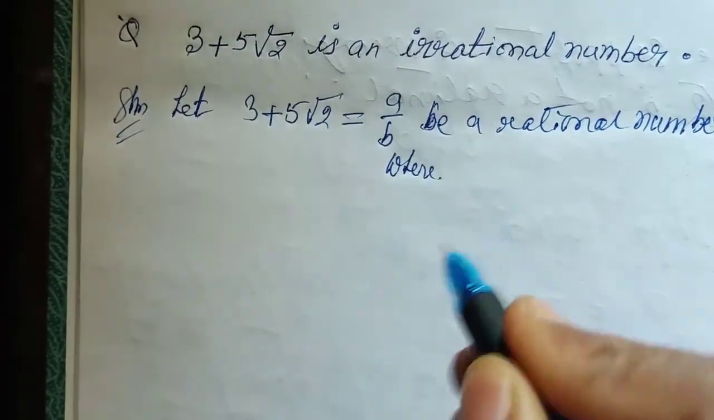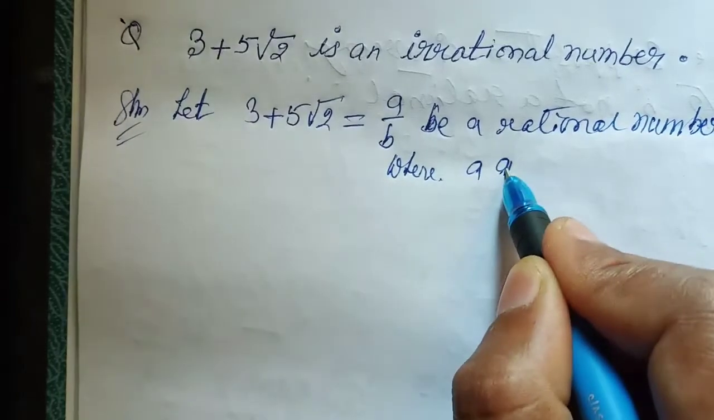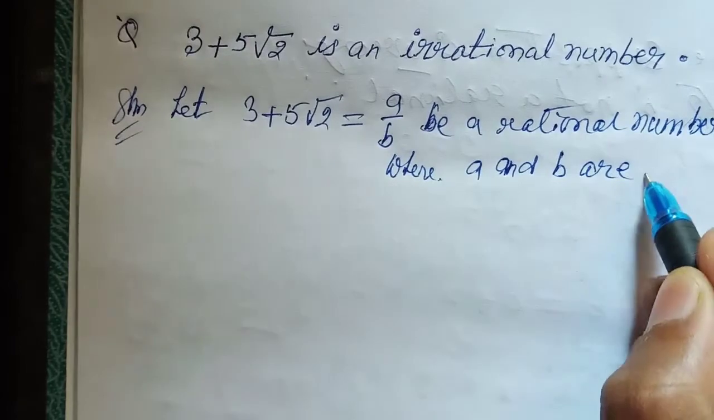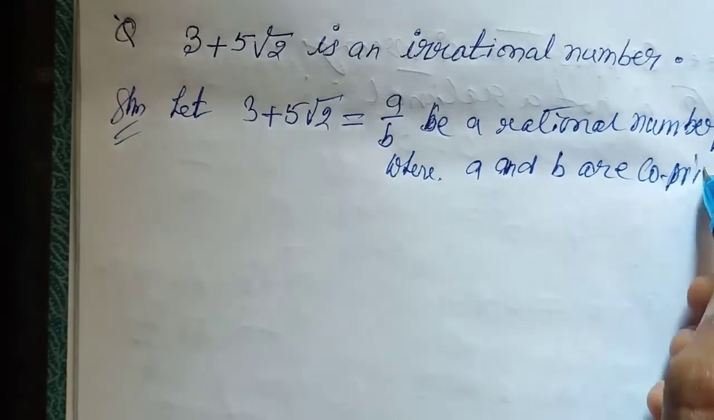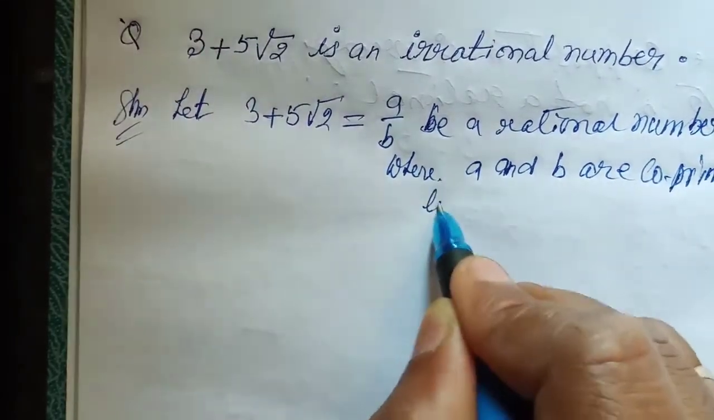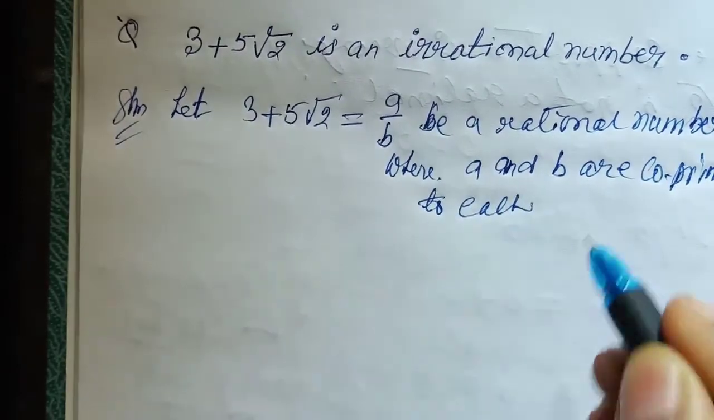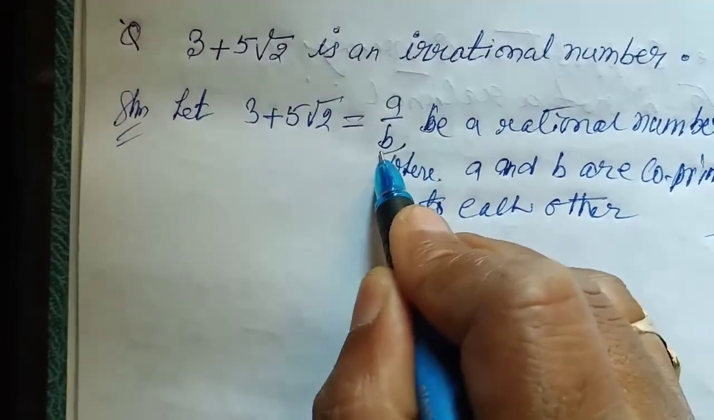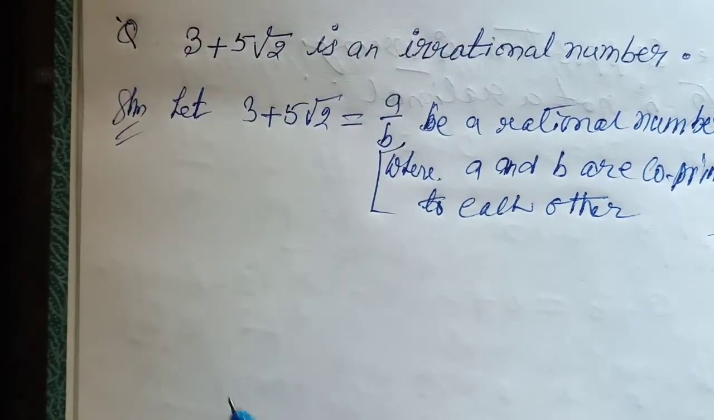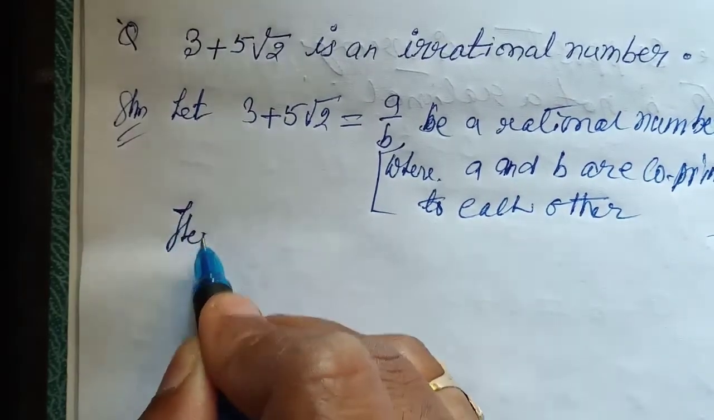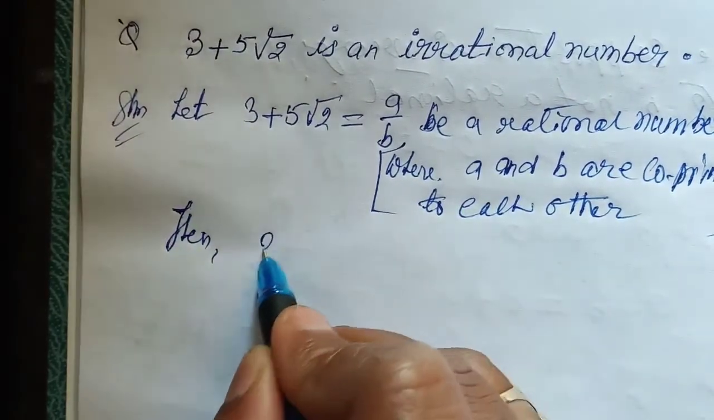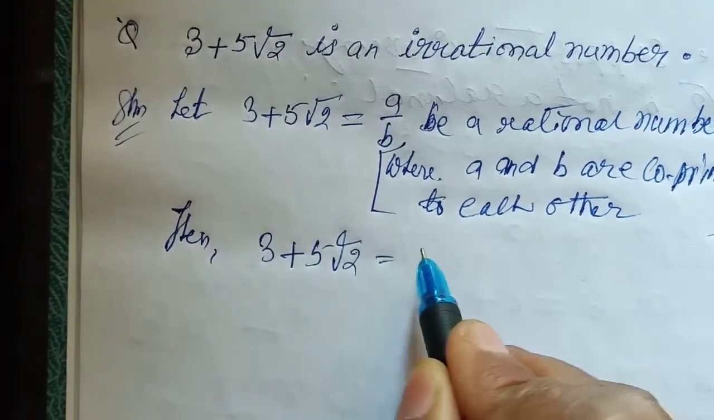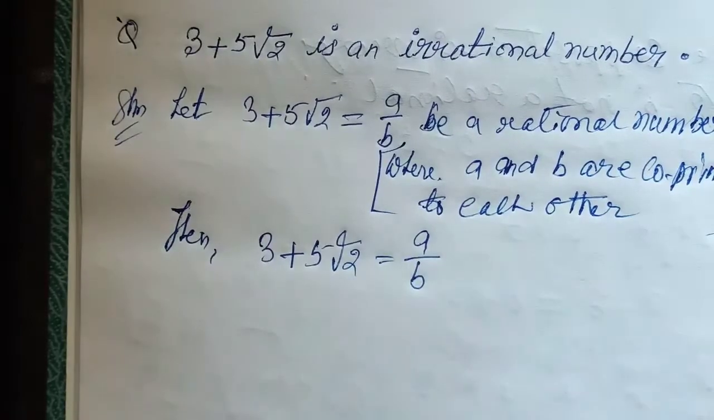Where a and b are co-prime to each other. Then 3 plus 5 root 2 equals a by b.